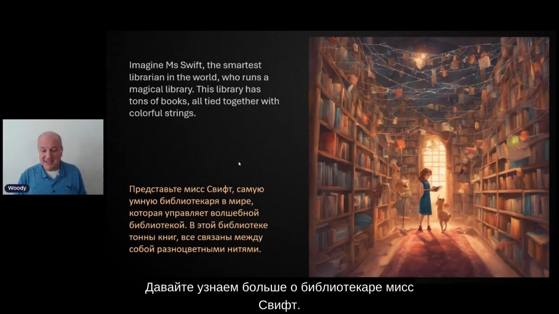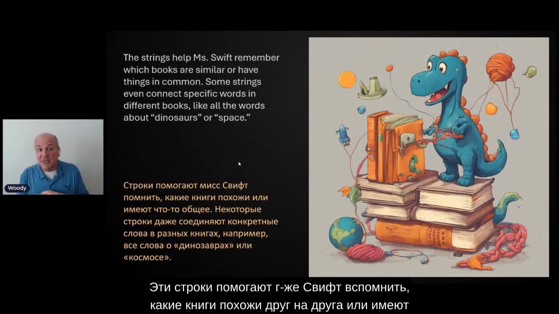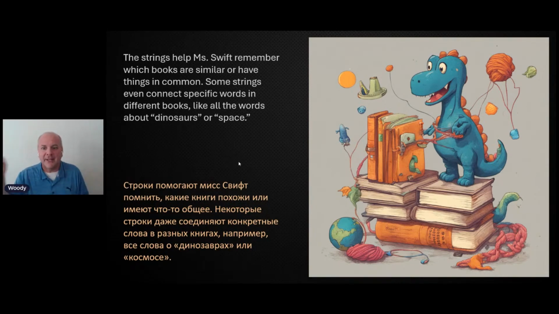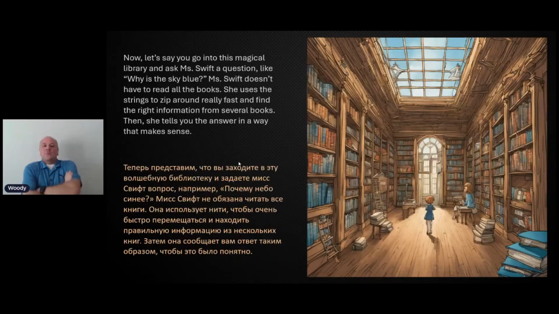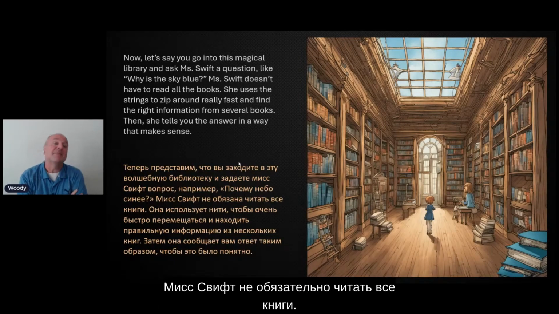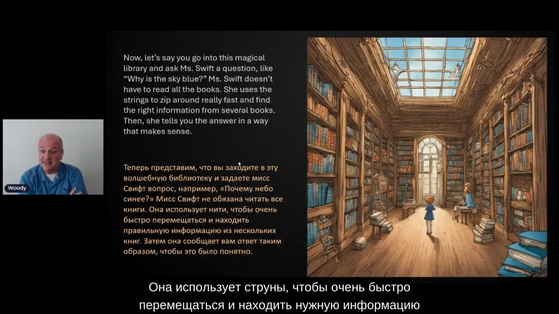So she's got all these books tied together. Now, these strings help Miss Swift remember books are similar or have things in common. Some strings even involve specific words in different books, like all the words about dinosaurs or space. Now, let's say you go into this magical library and ask Miss Swift a question like, why is the sky blue? Miss Swift doesn't have to read all the books. She uses the strings to zip around and move really fast and find the right information in several books. Then she shares the answer in a way that makes sense.